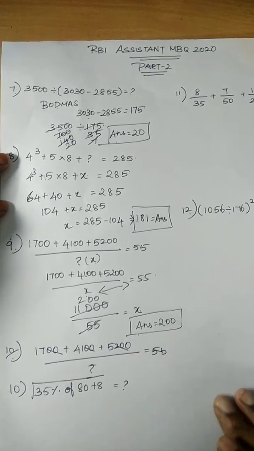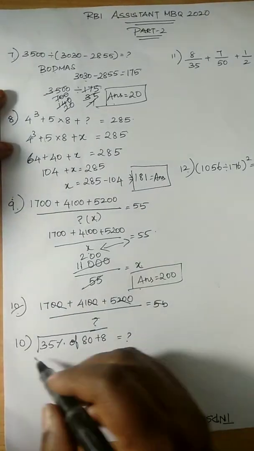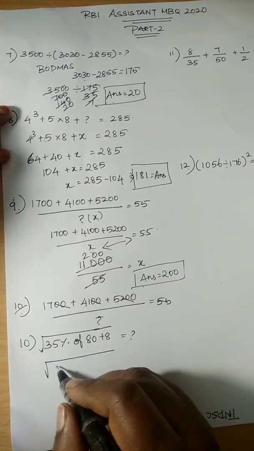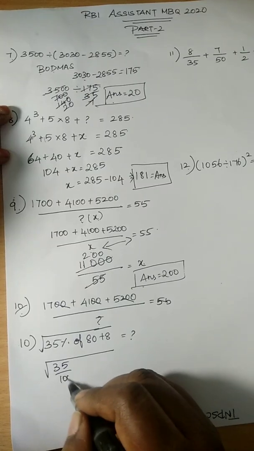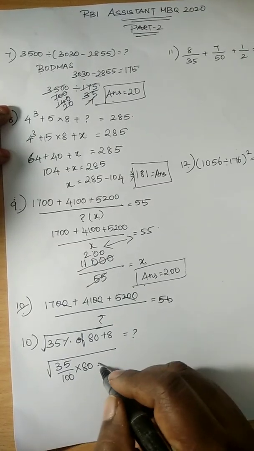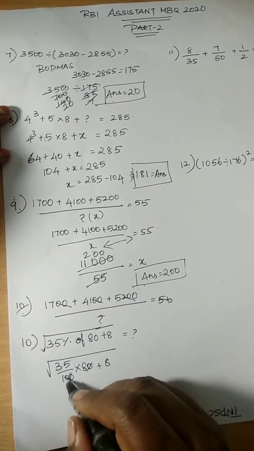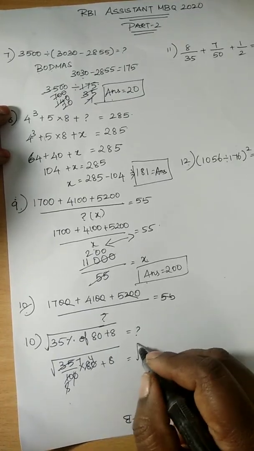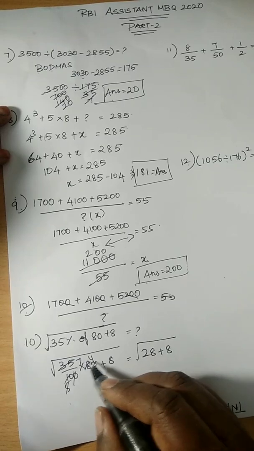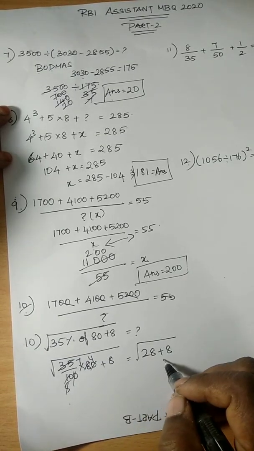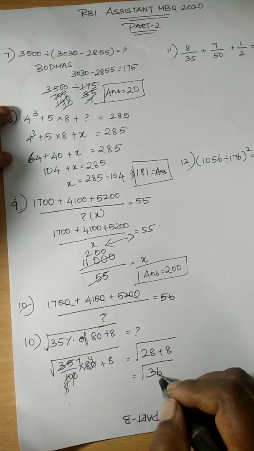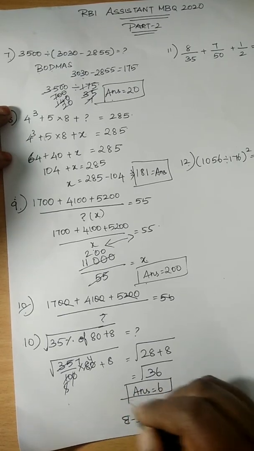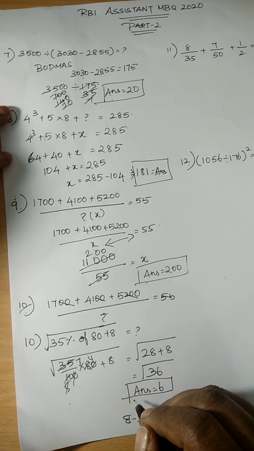Okay. And then the 10th question: square root of 35 percentage of 80 plus 8 is equal to what? So 35 percentage means divided by 100, of means multiply, plus 8. So let's cancel this, 5s are, 4s are, and here it's 7s are. So it is equal to 28 plus 8. 7 into 4s are 28 plus 8, which is equal to 36. So hence the answer is 6. Okay. So this is the answer for the 10th question.